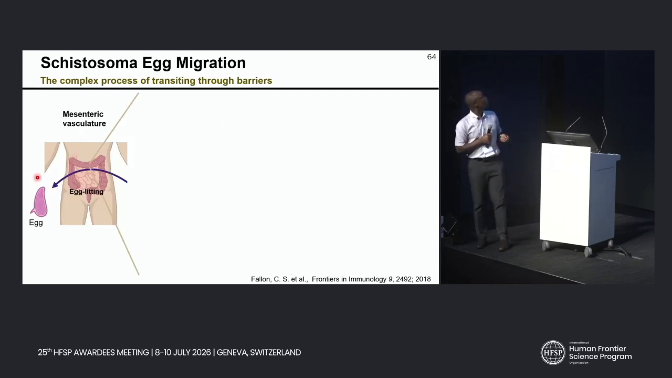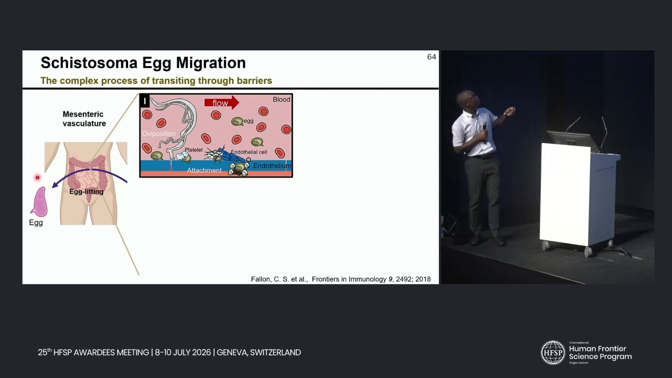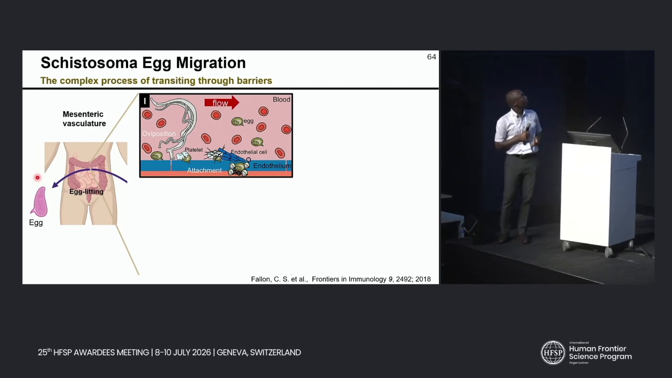So a lot of biologists have studied this, and I just want to illustrate the migration process as we understand it now. So it starts when the eggs are laid, and the egg, you will see up there the immune cells.